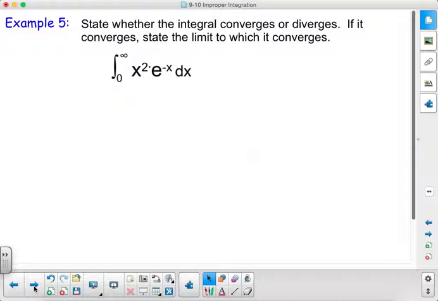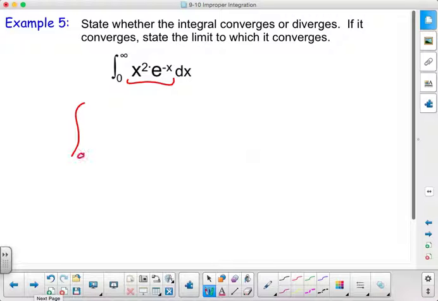Right, so this piece right here, how would I set up my integral, number one? My integral is going to be from 0 to, call it b if you want to. But what's my limit though? As b goes to infinity, a lot like before. But then this is x squared e to the negative x dx. How do I do this?